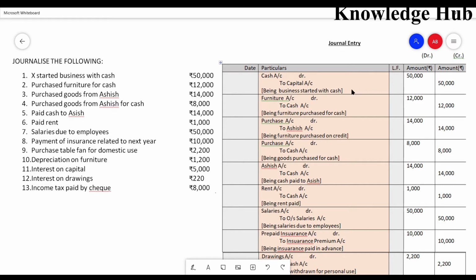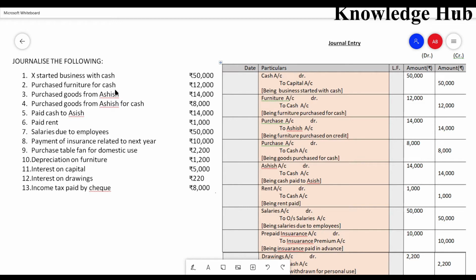Now, at the end of the transaction, we need to put a narration. Narration is something that is very similar to the transaction given in the question. It starts with the word being. The transaction given was X started business with cash, so the narration became being business started with cash. Now let us move on to the next transaction.